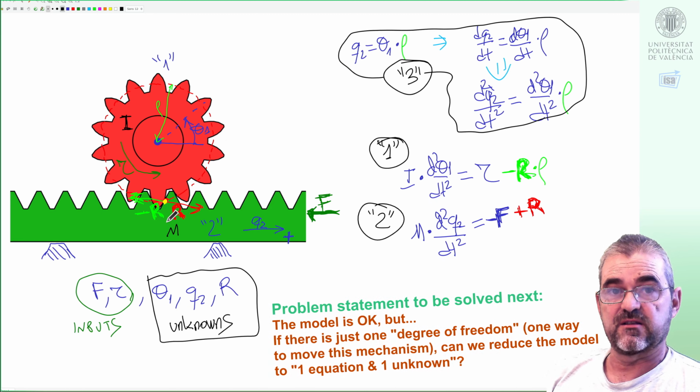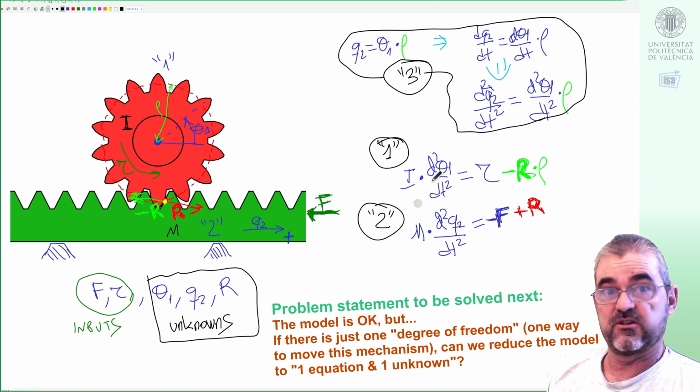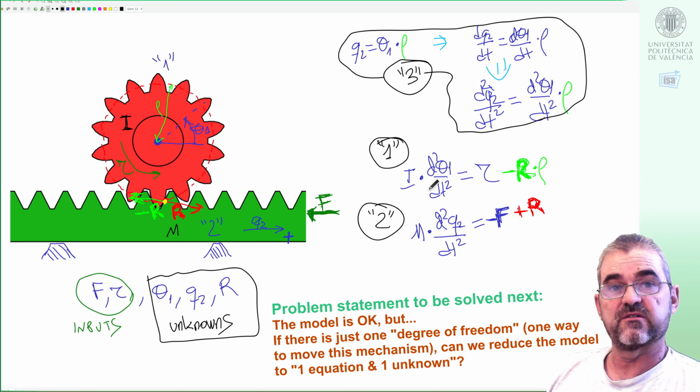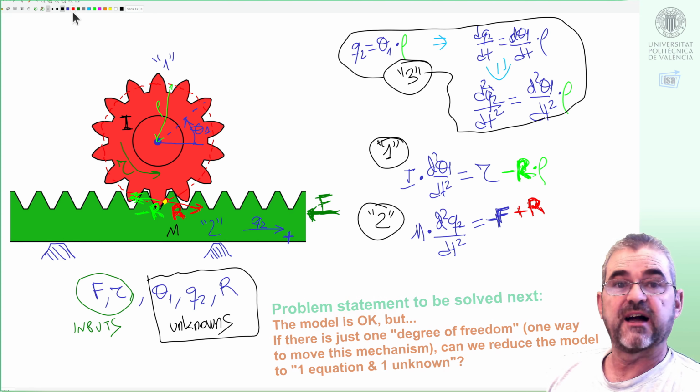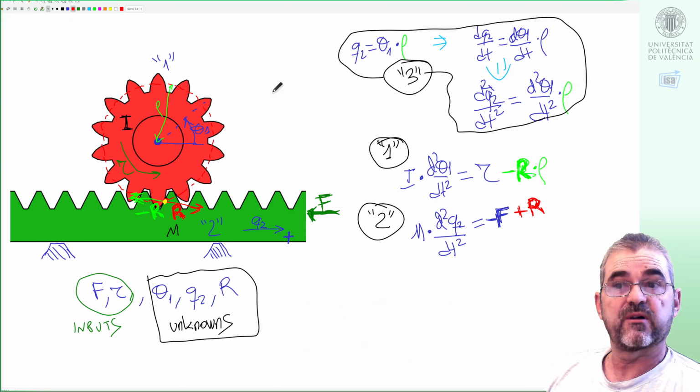As I said, this is just a standard way that mechanical engineers are used to write the equations, but from the mathematical point of view, these three equations, three unknowns, is already a perfectly valid way of writing the model that can be solved for. But let's manipulate it. Then we will first try to eliminate Q2 and R. How can we do that?